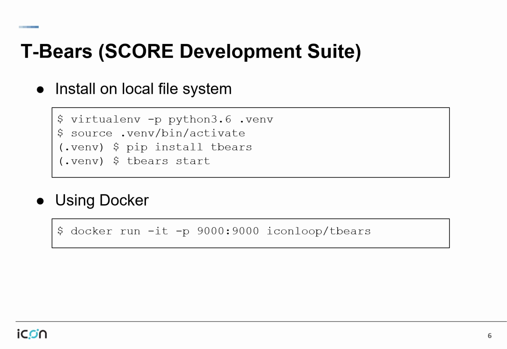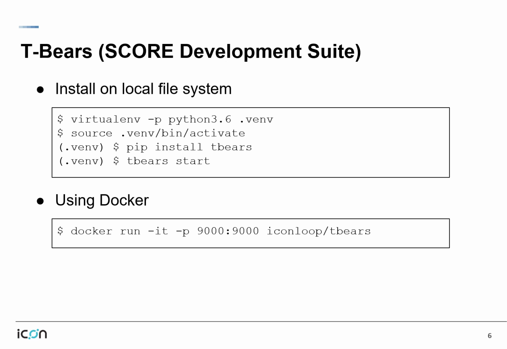There are two ways to use Tbears for your local development environment. One is to install Tbears on your local file system directly, and the other is to use the pre-built Docker image. Here is the basic procedure to install Tbears on the file system. It is assumed that you're using a Linux-compatible environment like Ubuntu or macOS, and Bash.